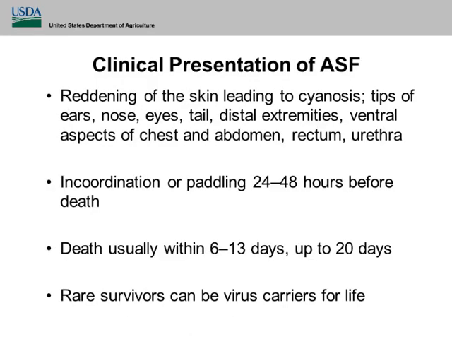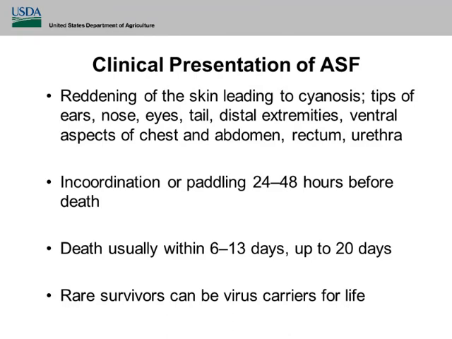Other clinical presentations, you see a reddening of the skin leading to cyanosis. So the extremities, the legs, the ears, the snout, you start to see that reddening of the skin followed almost immediately by it turning purple to the point where you can tell that the skin is not getting circulation properly and that there's hemorrhaging going on.